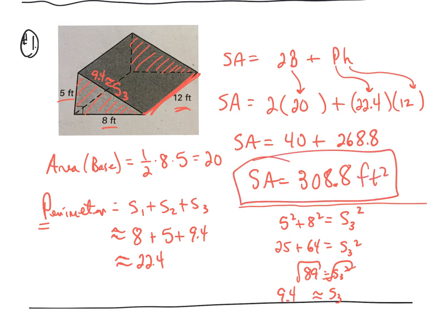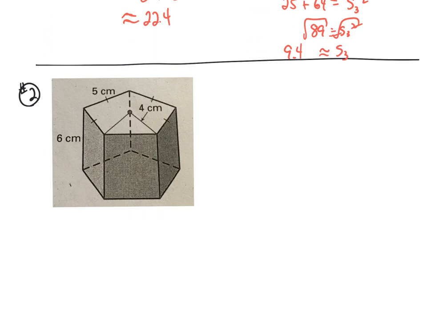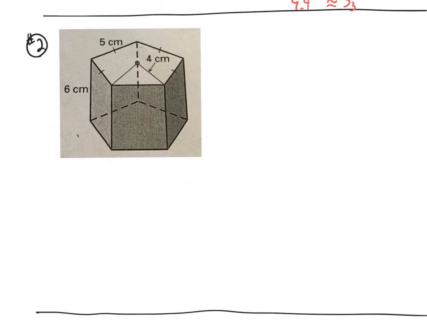And that would be the surface area for this triangular prism. Okay? Now let's look at one that appears to be a bit tougher, but the idea is going to be the same. We want to calculate the surface area for this shape.